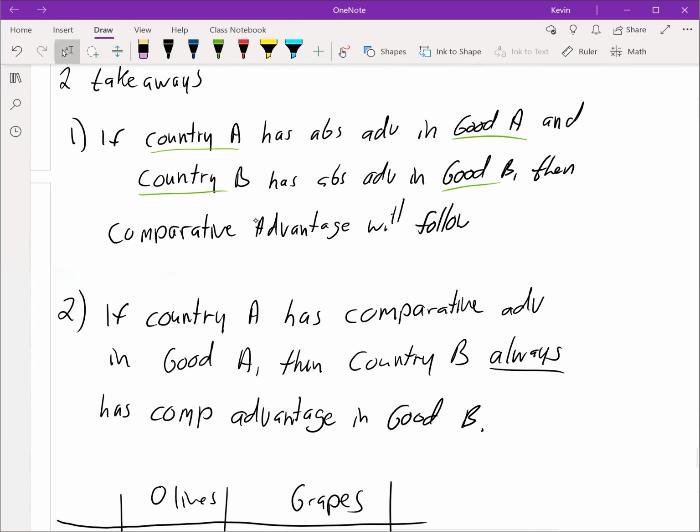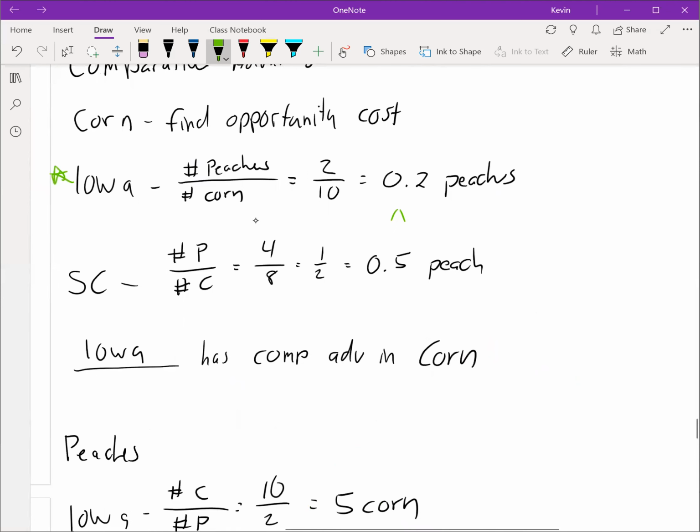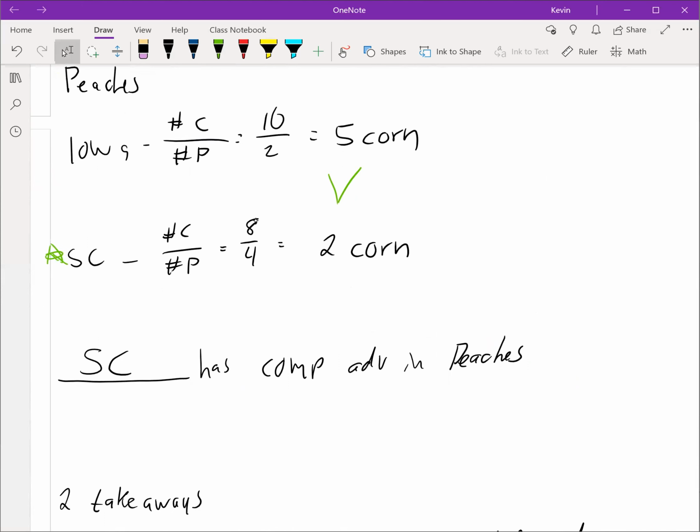The other takeaway that we'll see is that if one country has a comparative advantage in a good, then the other country will always, and this time we mean the word always, have the comparative advantage in the other good. So in this case, we saw Iowa had the comparative advantage in corn. This means that South Carolina will have the comparative advantage in peaches.